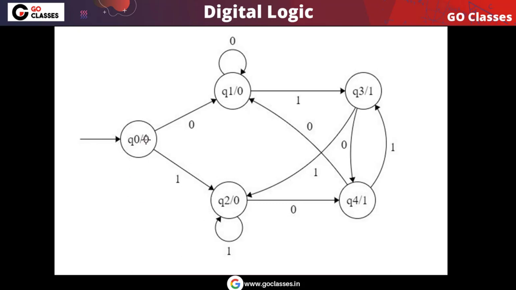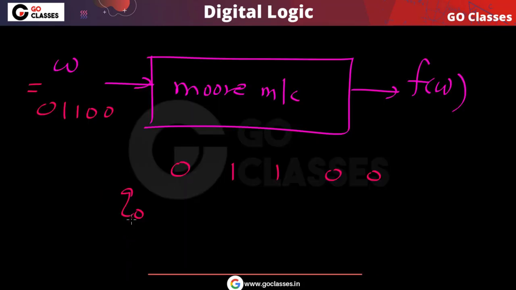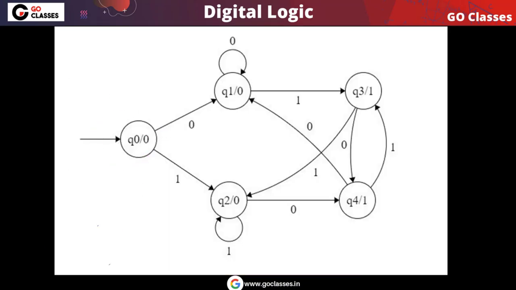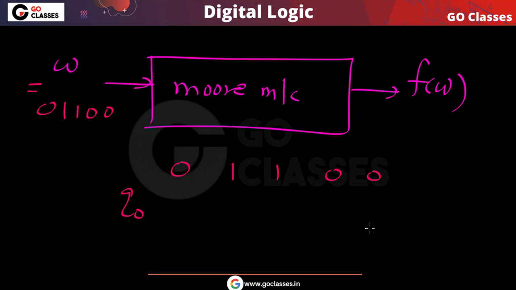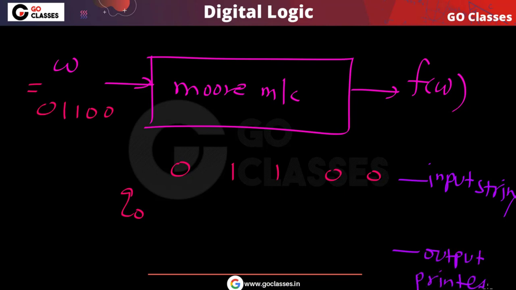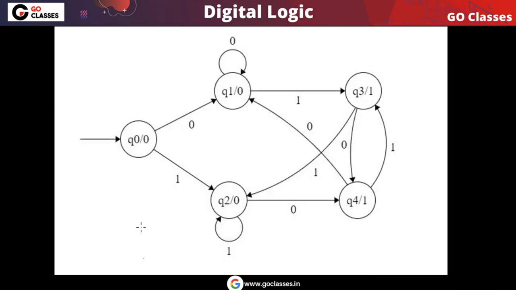Because Q0 is the initial state, whenever you are in this state, 0 will be produced. So this is your input string, and this is the output produced. Because you are in the initial state, definitely 0 will be produced.